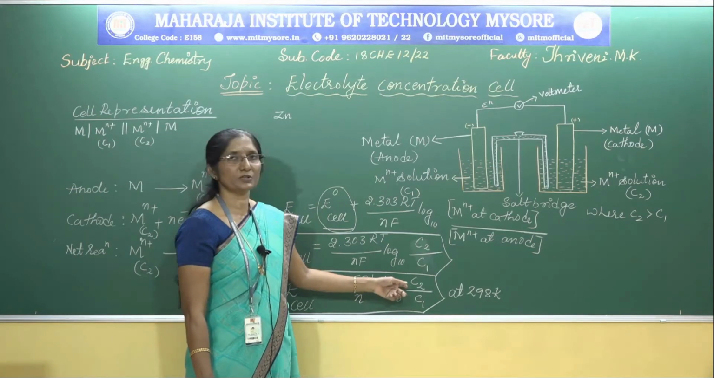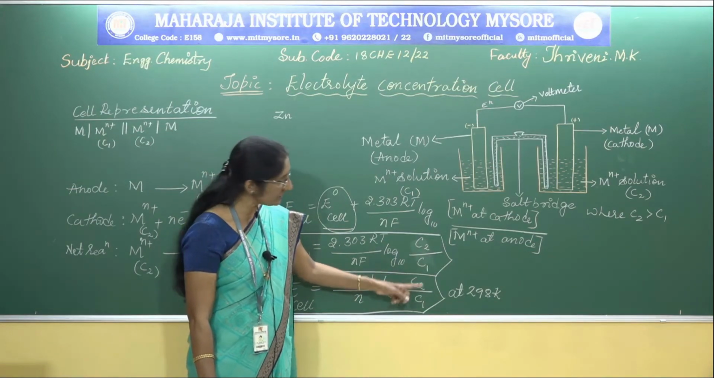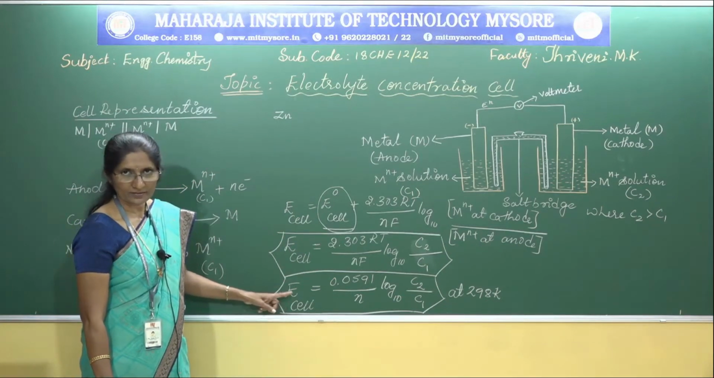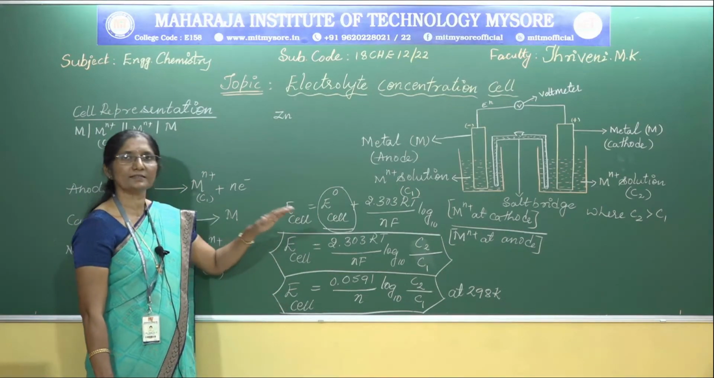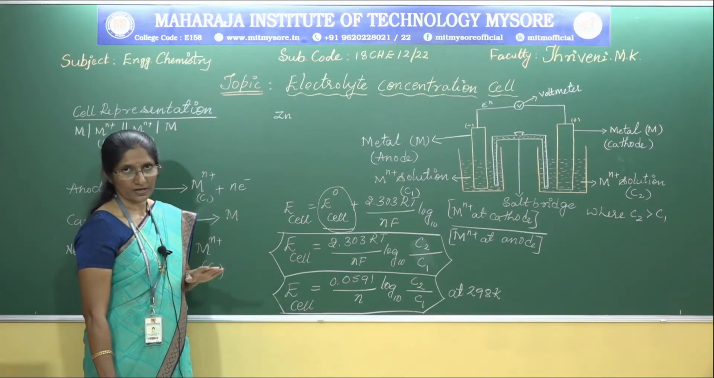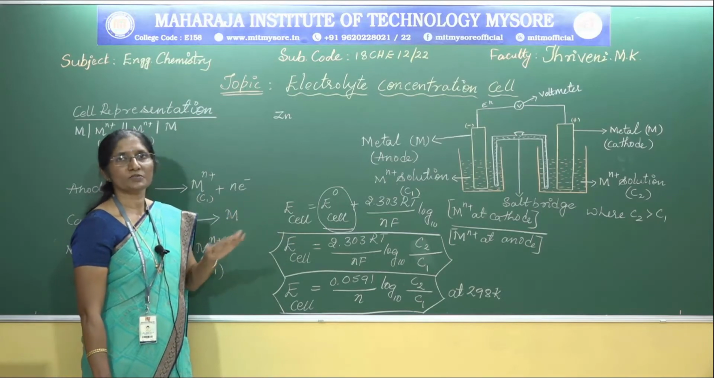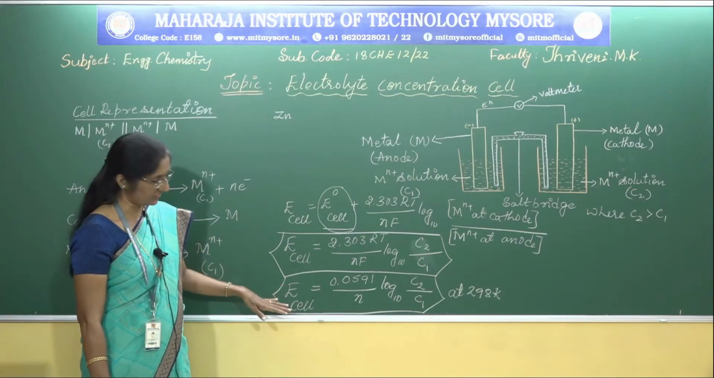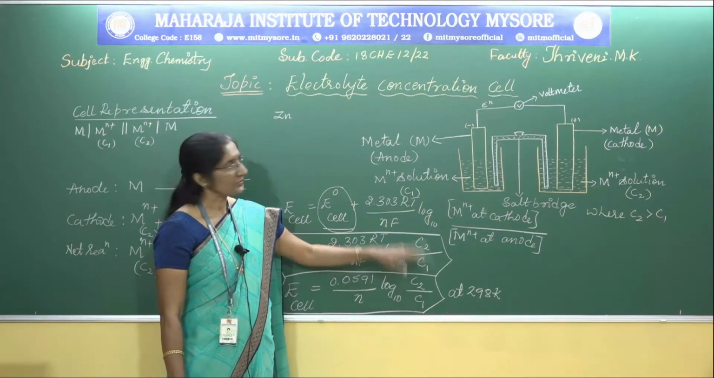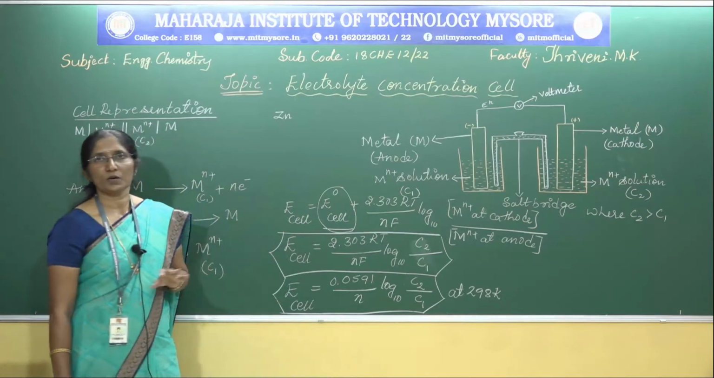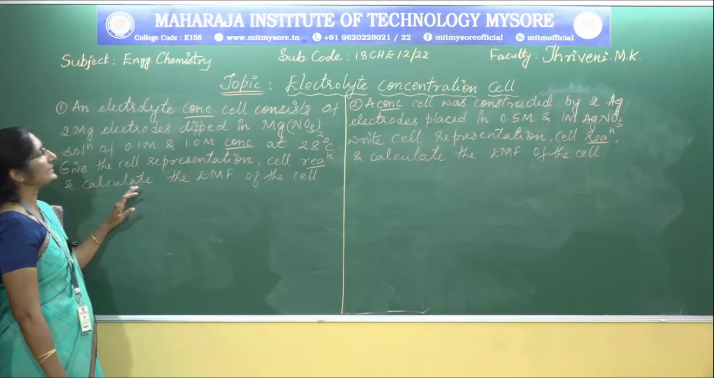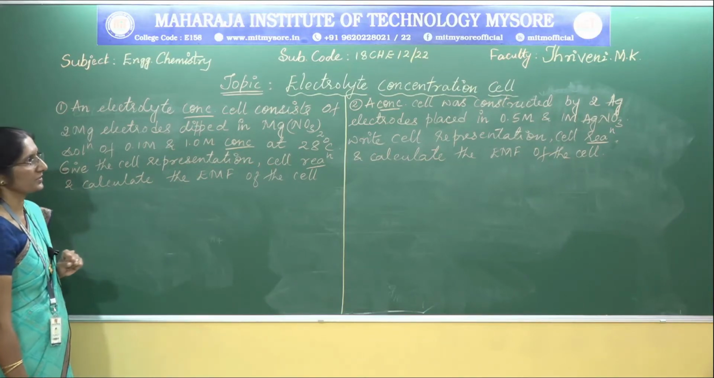That means a non-spontaneous reaction takes place. When C1 is equal to C2, the E cell value is 0. So the E cell value is 0, that means the cell is at equilibrium. That means there is no reaction, and the cell stops developing potential at that stage, when the concentration of C1 is equal to C2. So this is the construction and working of an electrolyte concentration cell. Now let us discuss the problems on electrolyte concentration cell.